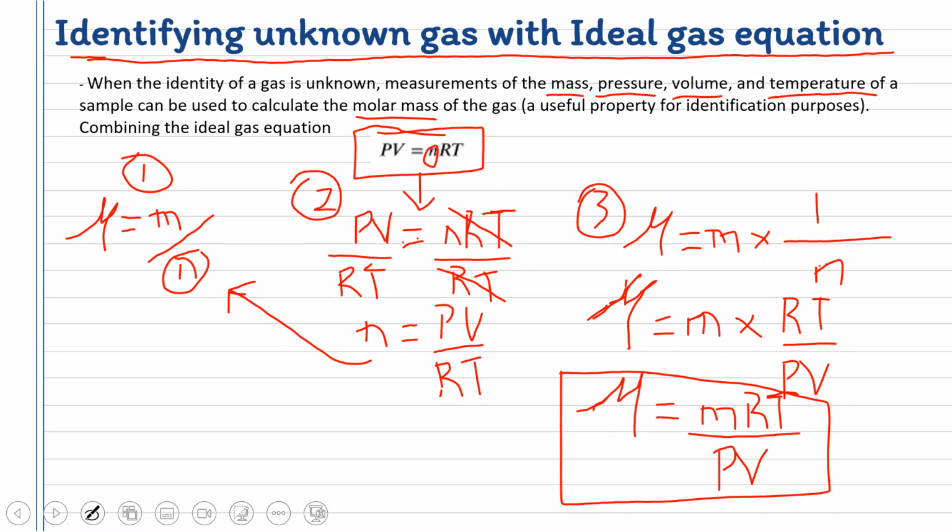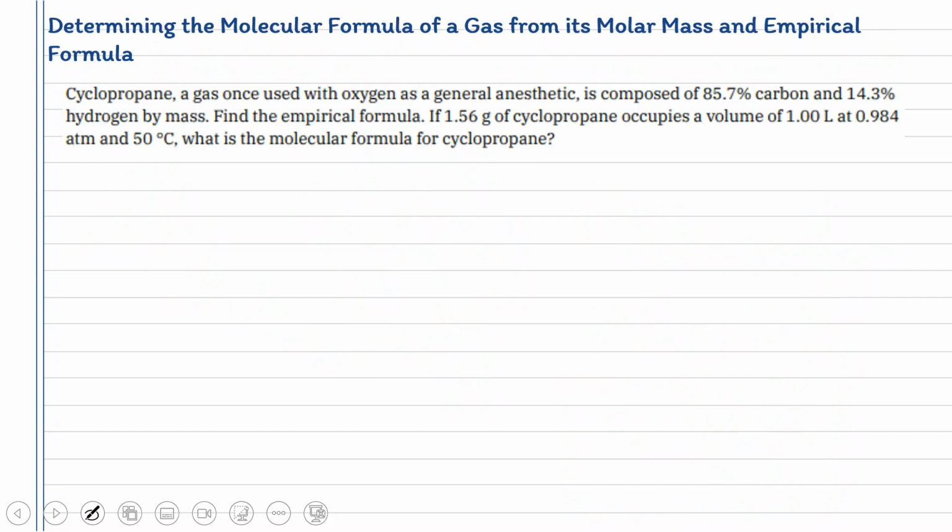So we want to move on. Let's see what we can do with this. Great. So from the formula we just derived, we can now go a step further to talk about determining the molecular formula of a gas from its molar mass and empirical formula. Now this is important here. Empirical formula, molecular formula, it takes us way back to stoichiometry.